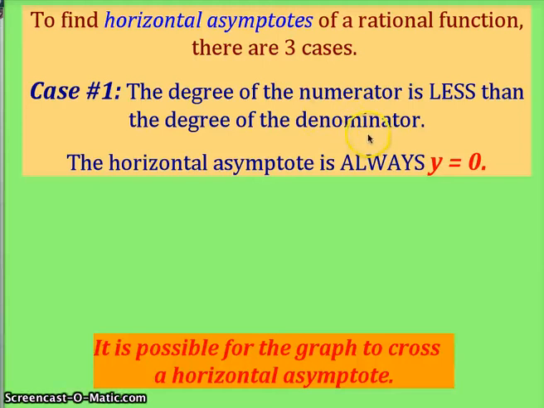Hello. This video will demonstrate how to find the limits of a rational function as x approaches infinity or negative infinity. When we're trying to find horizontal asymptotes, that's what we're really trying to find: what is the limit of the function as x approaches infinity or negative infinity? As you can see here, there are three cases, so we'll be looking at three examples, one example for each case.